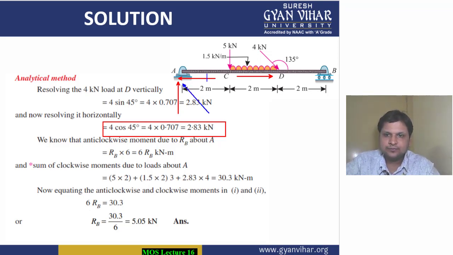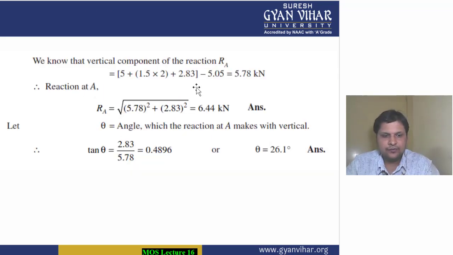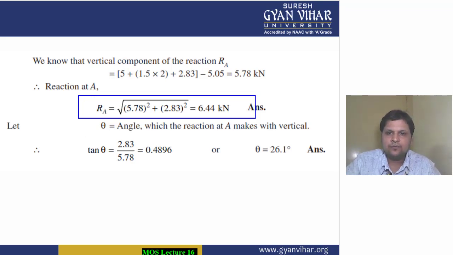Resultant will be equal to the root of this horizontal RAH squared plus RAV squared. This will give you the value of the resultant at point A. Means if you have to find the resultant at point A, you will have to take the whole root of the square of RAH plus the square of RAV, and the final answer which you will get is equal to 6.44.